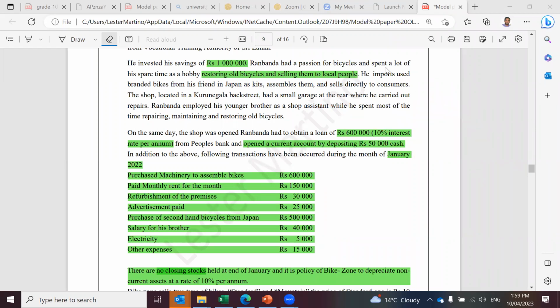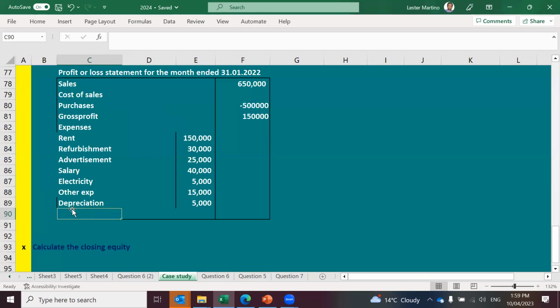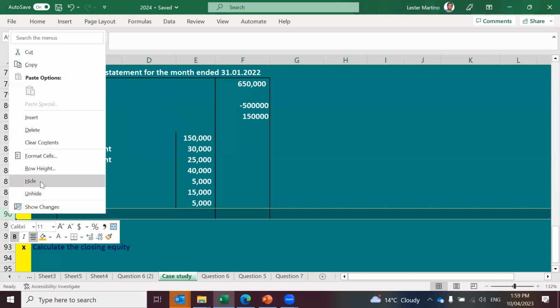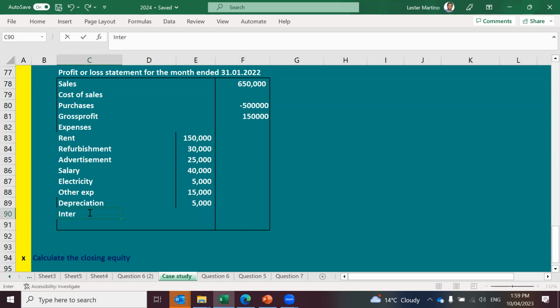Right. So shall we calculate the interest on the bank loan for the 1 month? If you have a doubt, you can ask questions. I'm happy to help. So interest on the bank loan: 600,000 times 10% times 1/12. So the answer is 5,000.